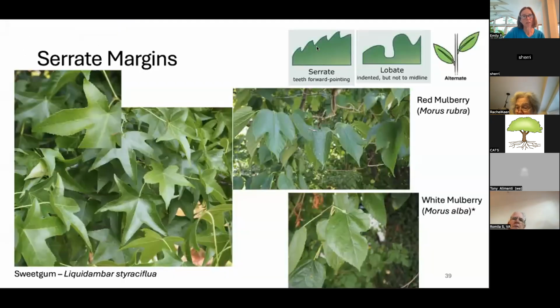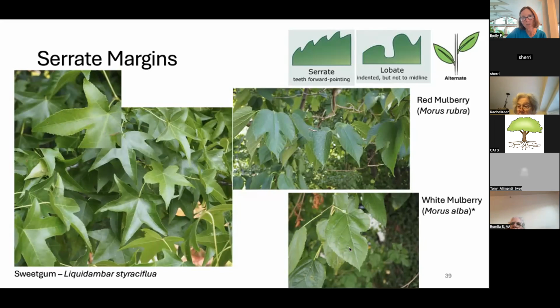Serrate margins, we're going to have lobate leaves that are alternate. We've got the sweet gum over here that has that nice edge to the leaf, and then we have the red mulberry here, and then we have white mulberry. So red and white mulberry have three different leaf types, just like sassafras. We can have the trident, the mitt, or an entire. And these always have serrate edges.